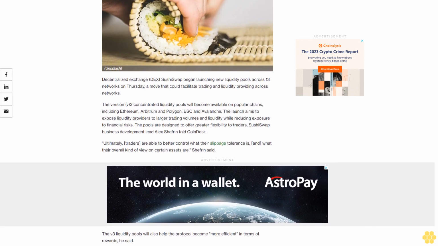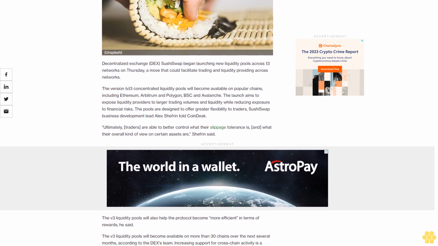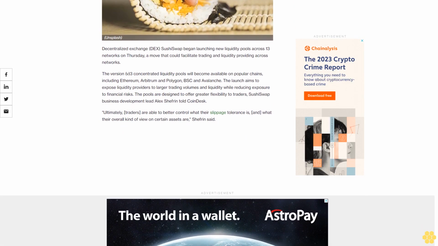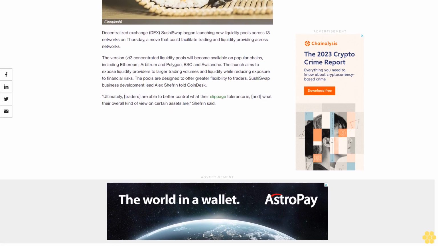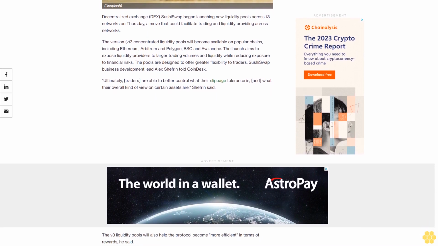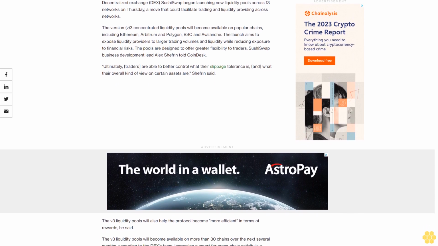The version V3 concentrated liquidity pools will become available on popular chains, including Ethereum, Arbitrum, Polygon, BSC and Avalanche. The launch aims to expose liquidity providers to larger trading volumes and liquidity while reducing exposure to financial risks. The pools are designed to offer greater flexibility to traders, SushiSwap business development lead Alex Shefrin told CoinDesk.